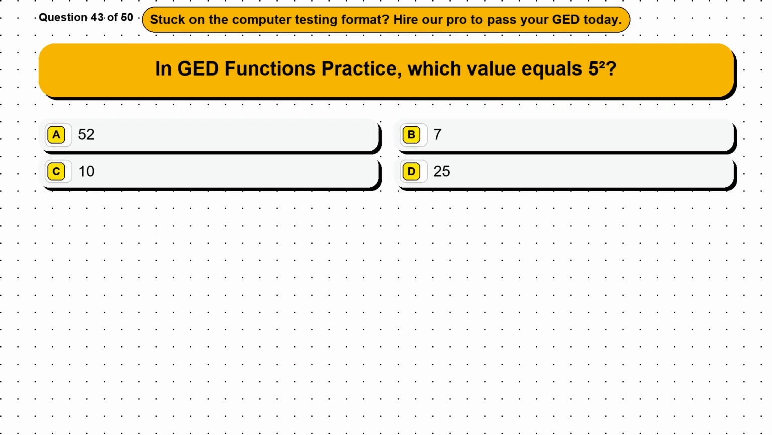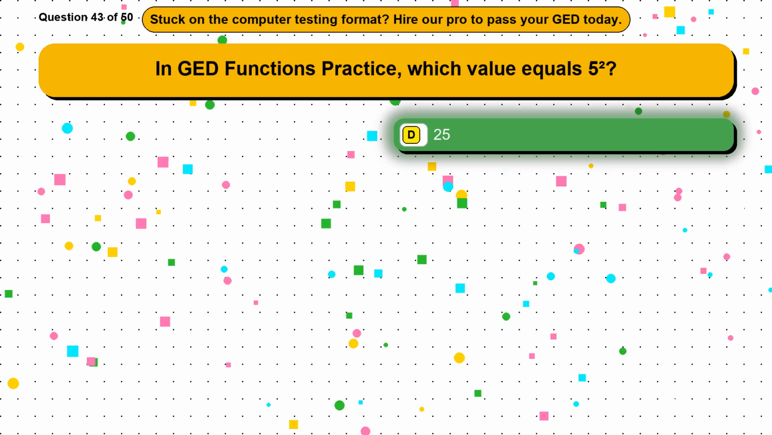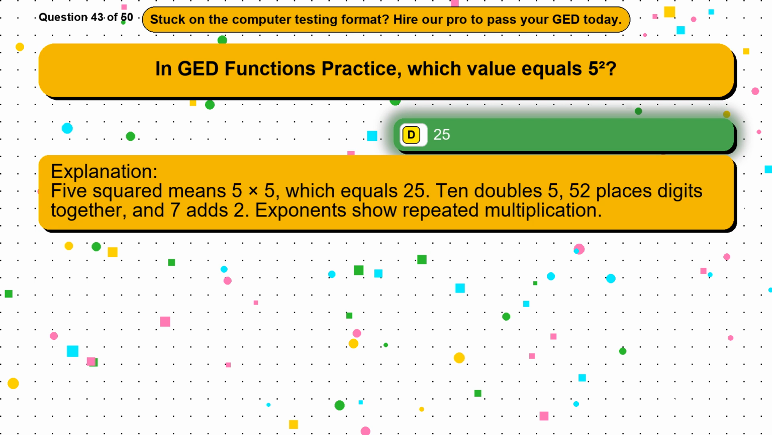Question 43. In GED functions practice, which value equals 5 superscript 2? Option A 52. Option B 7. Option C 10. Option D 25. The correct answer is option D. 25. 5 squared means 5 times 5, which equals 25. 10 doubles 5, 52 places digits together, and 7 adds 2. Exponents show repeated multiplication.